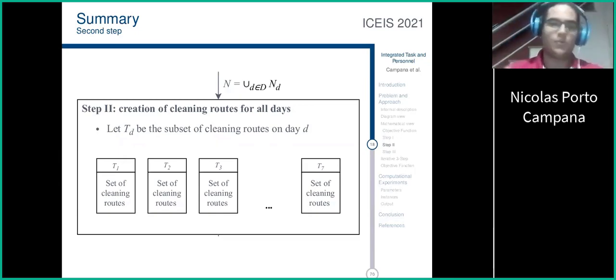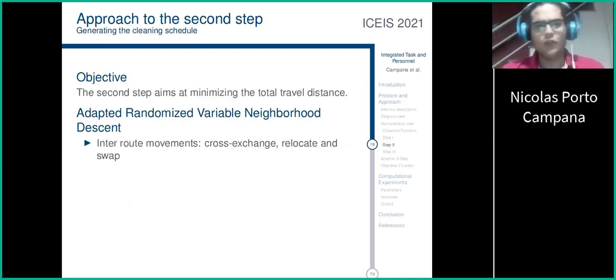It means that, for example, T7, the set of cleaning routes, can be one or multiple cleaning sequences departing from the start point defined by the company, going through all the hospital, and returning to the starting point, minimizing the total travel distance. Okay. How do you do this?